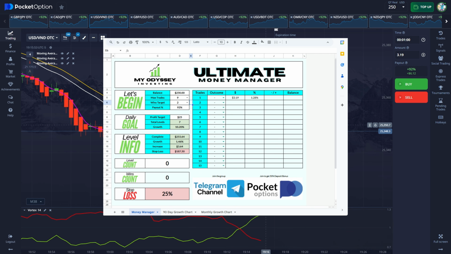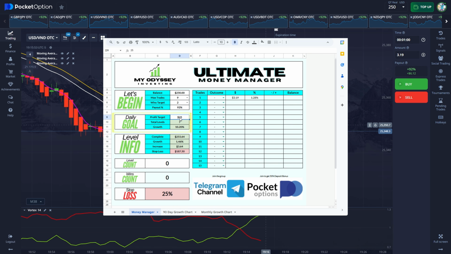Okay, before we actually start trading, we are going to use the Ultimate Money Manager. The Ultimate Money Manager will give us the ability to focus on the charts and not the dollar amount. So how this works is we are going to begin right here with a balance of 250 real world dollars. I am going to max my trades at 9 and my win target is 2. So I want to win 2 out of 9. I could change this to 3, which will up this dollar amount, but I'm going to go for 2 for 9, which is 1.28% of my balance, $3.19.